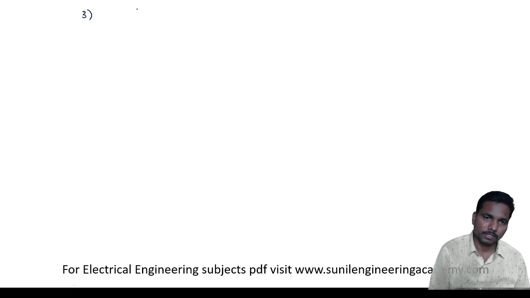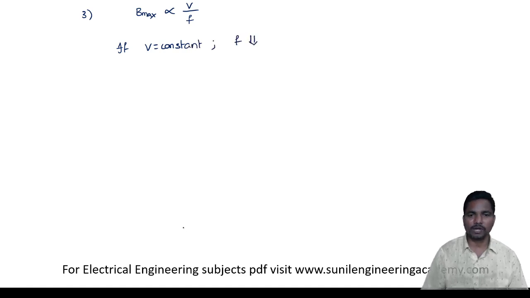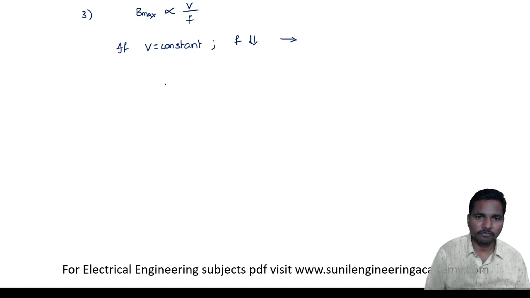Some more observation. B max is proportional to V by F. If voltage is equal to constant and frequency reduces, then what will happen? If the voltage is constant and the frequency reduces, B max is more. B max increases, correct? Why? Because it is proportional to V by F. If the frequency reduces, B max is more.